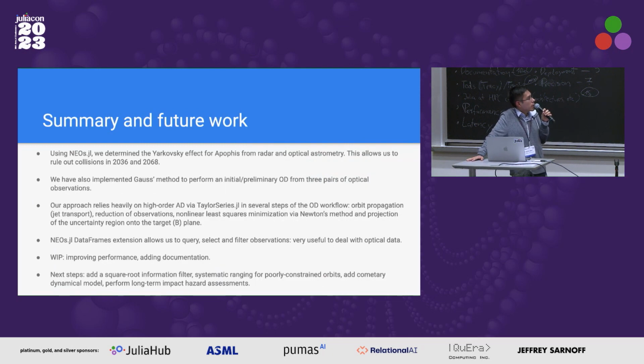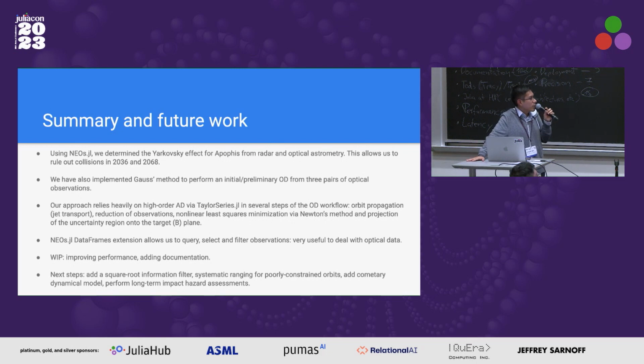So finally, as we said, the motivating example that led us to develop these packages was to determine the Yarkovsky effect for Apophis and use that to rule out possible collisions in future years. Also, we've implemented Gauss's method for initial orbit determination, and we plan to implement more methods. We're especially interested in those specially designed for cases with very few observations or observations very close in time, cases where Gauss's method tends to do pretty badly.